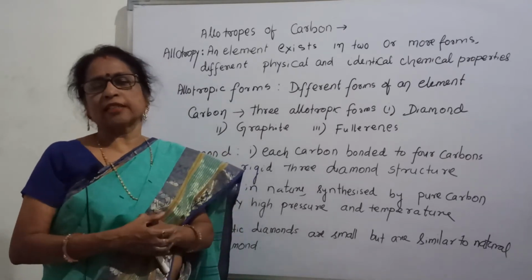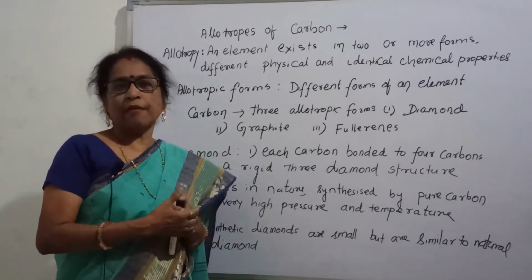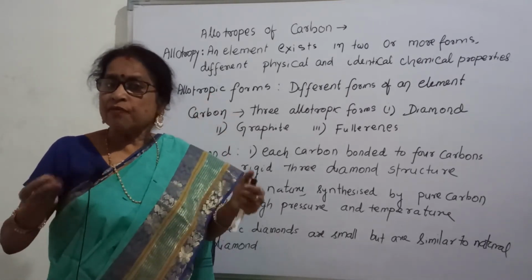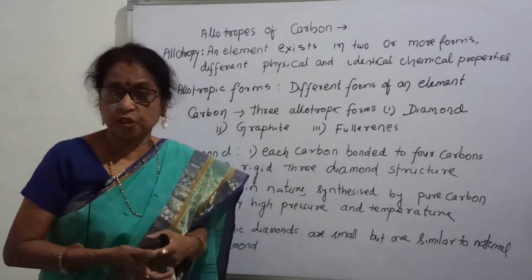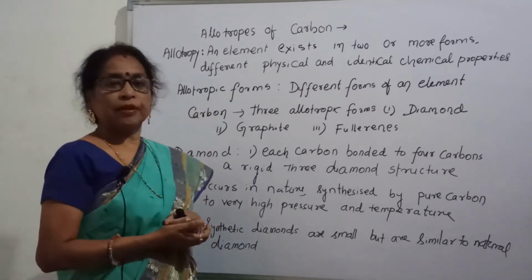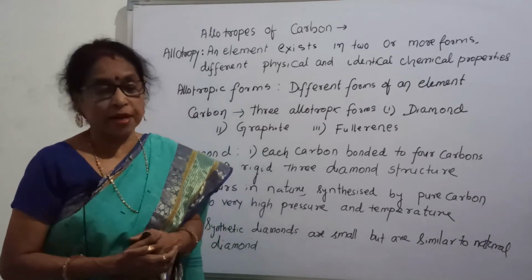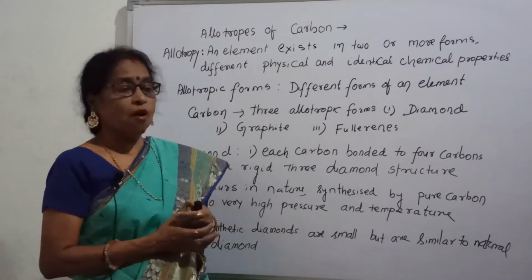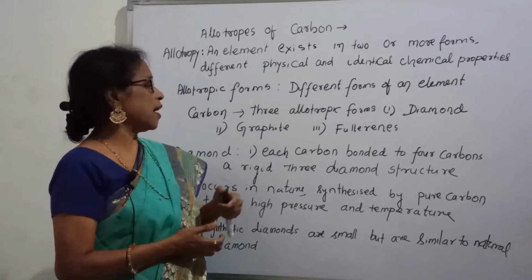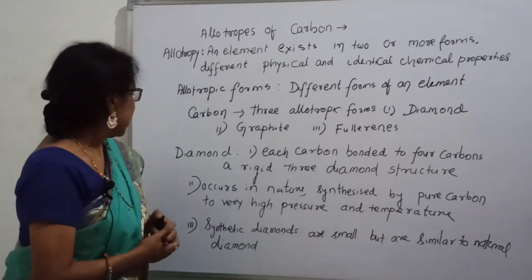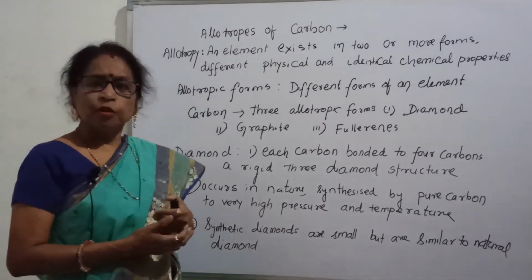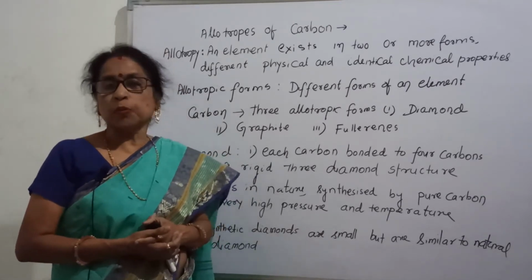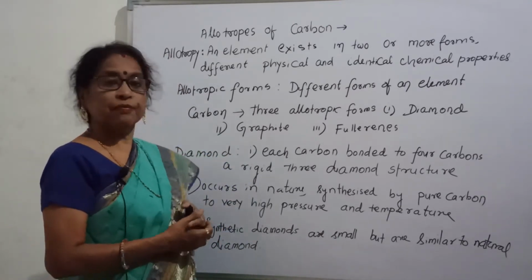A very simple example is carbon. Carbon has allotropes. And what are allotropic forms? The different forms which exist in nature are called allotropic forms of a particular element. Now carbon, very important, has three allotropic forms: diamond, graphite and Fullerenes. Now diamond, you also know, is very useful, very costly and very precious.